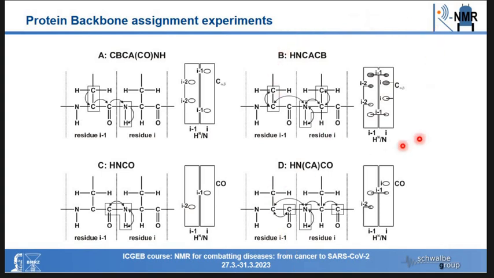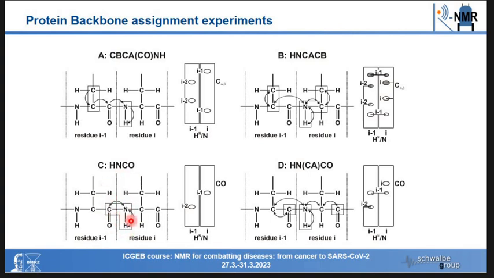Francesca yesterday already showed you the 3D experiments, and I want to dwell on two of them. The HNCACB is one of the 3D experiments that I really like a lot, and the HNCO, because the HNCO is the easiest 3D experiment that we could think of. So we start with the HNCO. In the HNCO, you basically start on a proton. You transfer the magnetization from the proton to the nitrogen, then from the nitrogen to the carbonyl carbon, and then back to the proton. Those are the arrows that you see here.